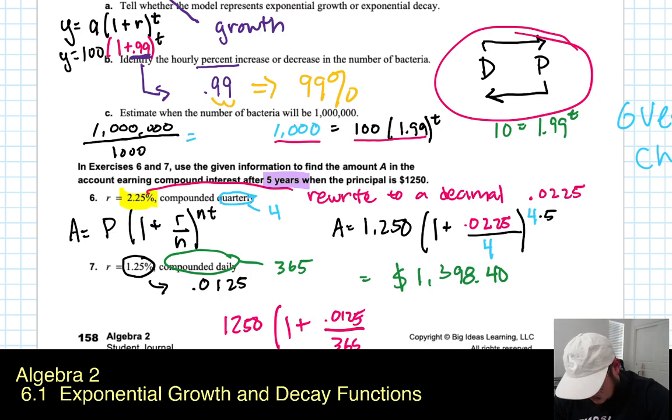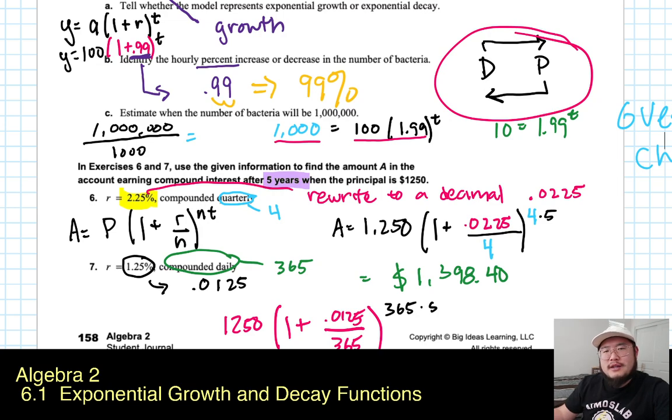We got $330.62. So you can see the difference in interest can make a big difference. The rate and the number of times you get interest are all very big factors in figuring out how much money you're going to make in interest on these problems.